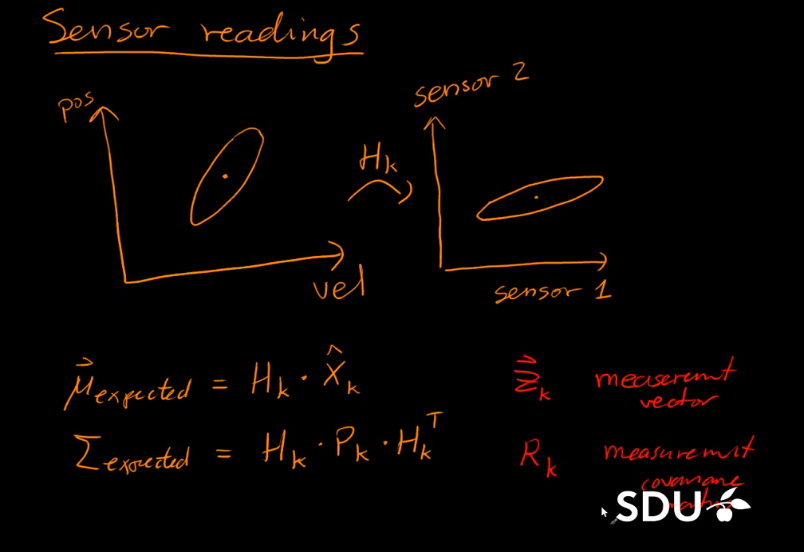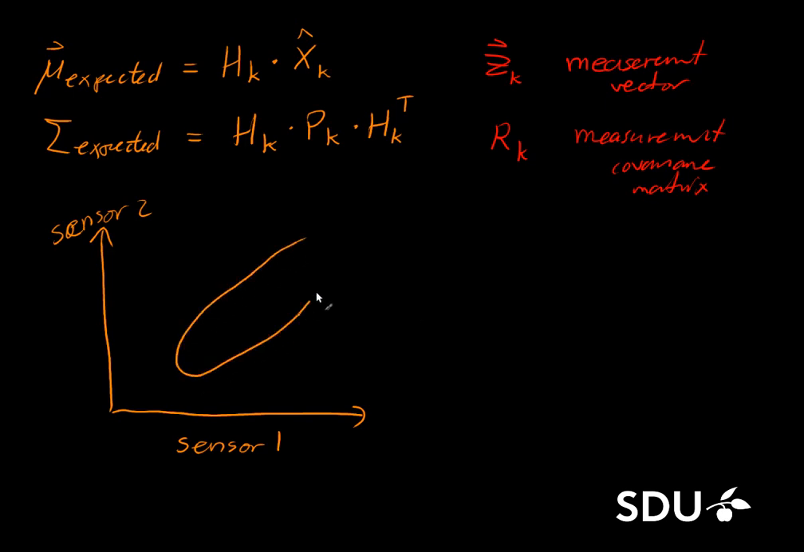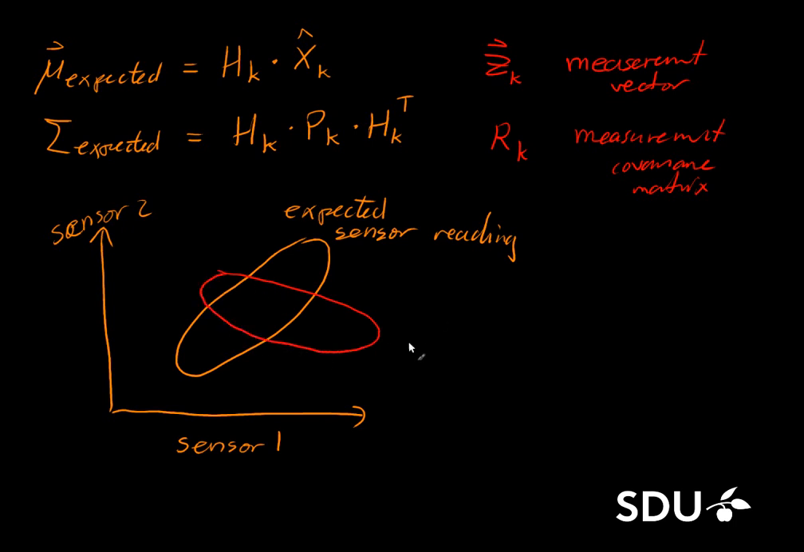Like this. So now we have what we expect to see and what we actually have seen, and they are both described using the same description. So let's try to draw that. Now we have our coordinate system in the sensor space. So we have sensor one and sensor two down here, and let's see if we can choose some proper colors. So the expected sensor reading gives us this distribution, whereas the actual sensor reading can give us some different kind of distribution here. And this is our actual sensor reading.